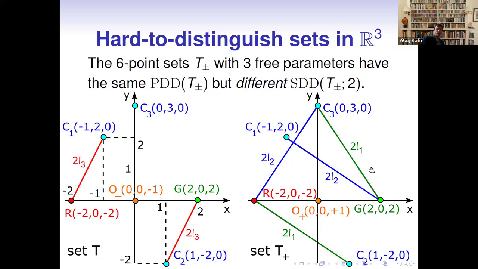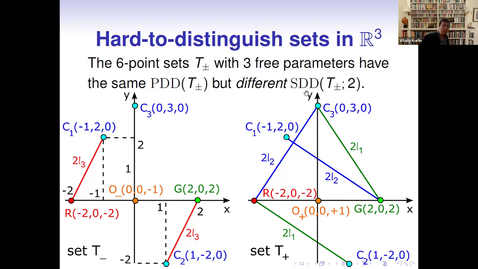Now let me show you this complicated example in three-dimensional space. These examples were known for about 10 years, but they're quite interesting. It's 6 points only, so not a large example at all. These two clouds, T plus and T minus, differ only by a single point, this orange point. On the left, the orange point has z coordinate minus one, and on the right, the orange point has z coordinate plus one. Here you see the xy projection. So a simple difference, but these clouds of 6 points have not only the same pairwise distances, but also the same PDD invariants.